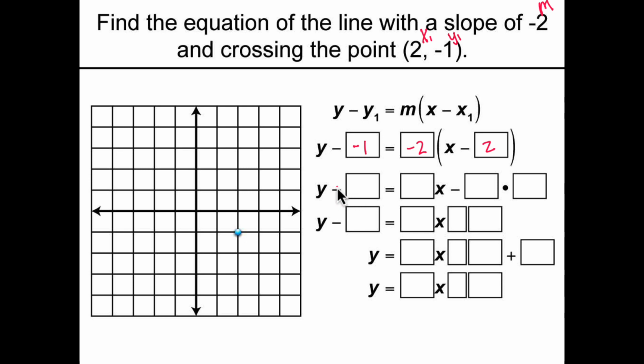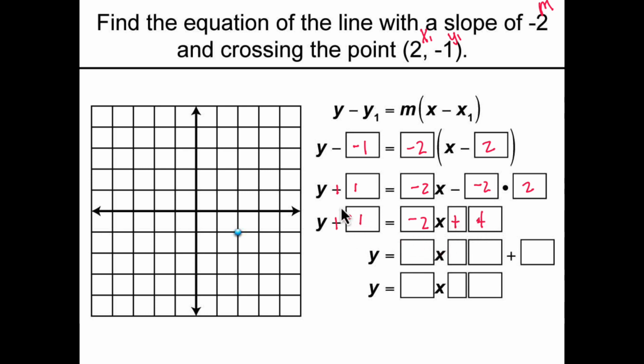Simplifying, we get y plus 1, and we distribute the -2 to both terms. So we get -2x minus -2 times 2. Simplifying further, we get y plus 1 equals -2x, and then -2 is a positive 2 times 2 is a positive 4. So we get plus 4.